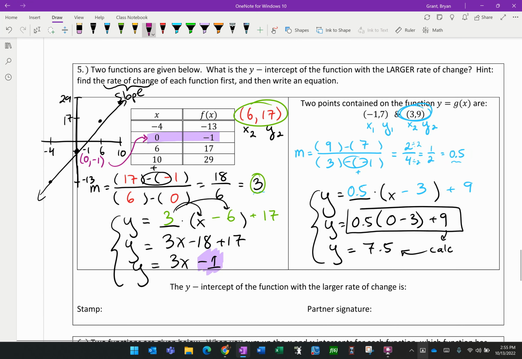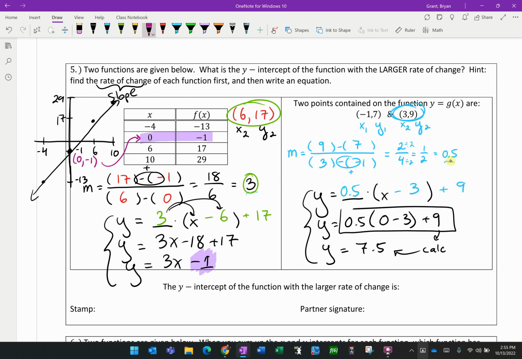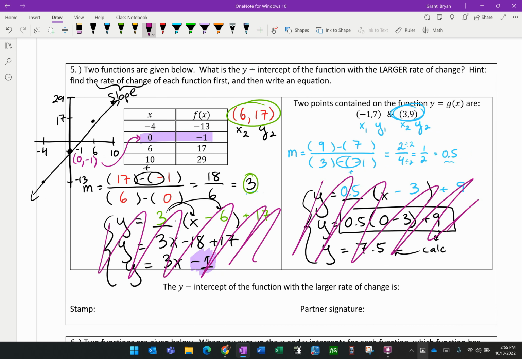And so as soon as we got 3 and 0.5, we realized we're done with this one. We didn't even have to write an equation because they wanted the larger y-intercept and we already had the y-intercept. Great, we're all done. Now, if you didn't realize that, you still could have done the equation, no problem. So read carefully on these. That's definitely a tricky question. Let's sign that paper, switch back, last partner of the day.